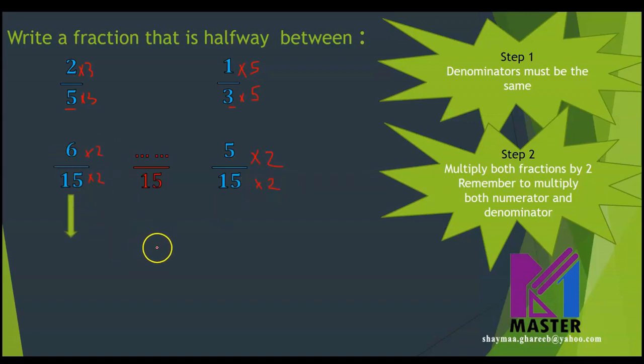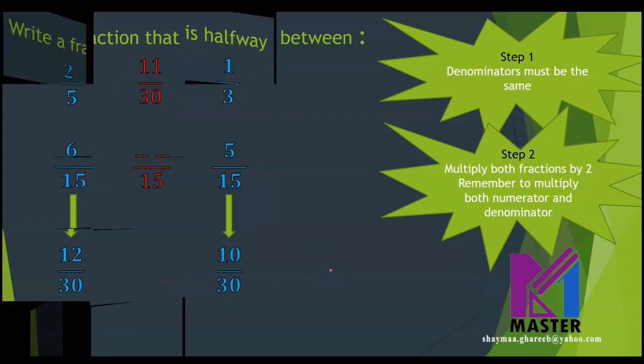6 times 2 will give us 12, so it will be 12 over 30. And the second one, 5 times 2 is 10, and 15 times 2 is 30. So it will be 10 over 30. Now I have 12 over 30 and 10 over 30. What are the numbers between 10 and 12? Of course, I have number 11. It's between 10 and 12. So the fraction that is exactly in the middle, or the halfway fraction between these two fractions, will be 11 over 30. Is this clear now?